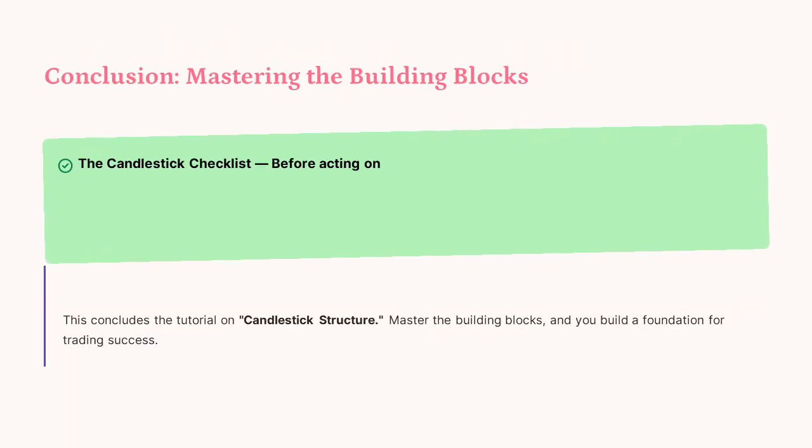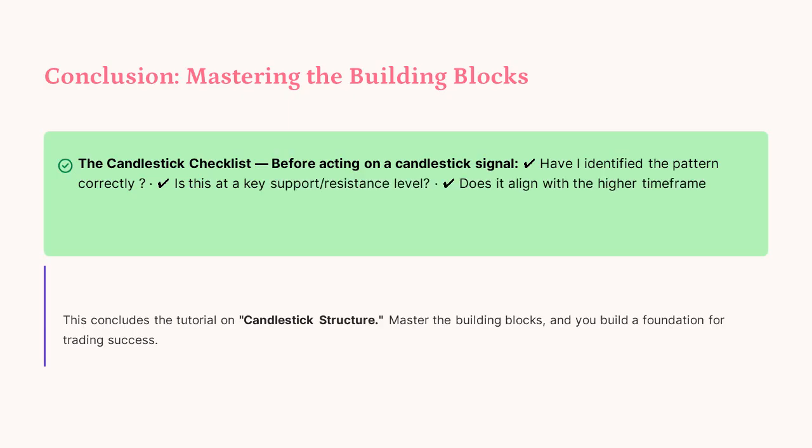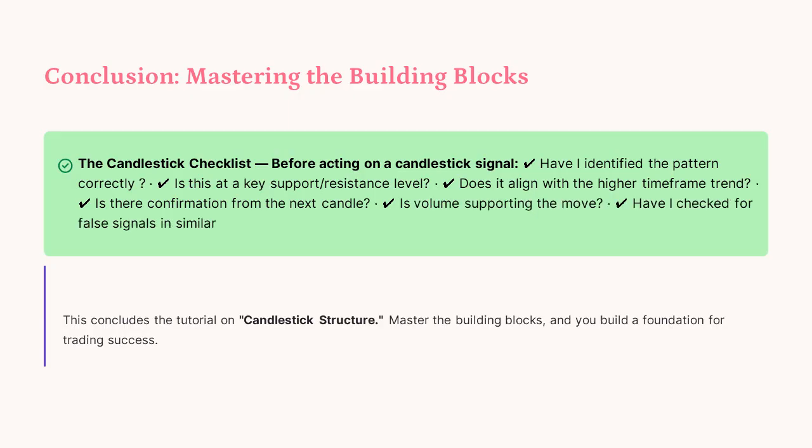And here's your pre-trade checklist. Before you act on any candlestick signal, ask yourself these 5 questions. Have I identified the pattern correctly? Is this at a key support or resistance level? Does it align with the higher time frame trend? Is there confirmation from the next candle? Is volume supporting the move? If you can answer yes to all 5, you have a high probability setup.